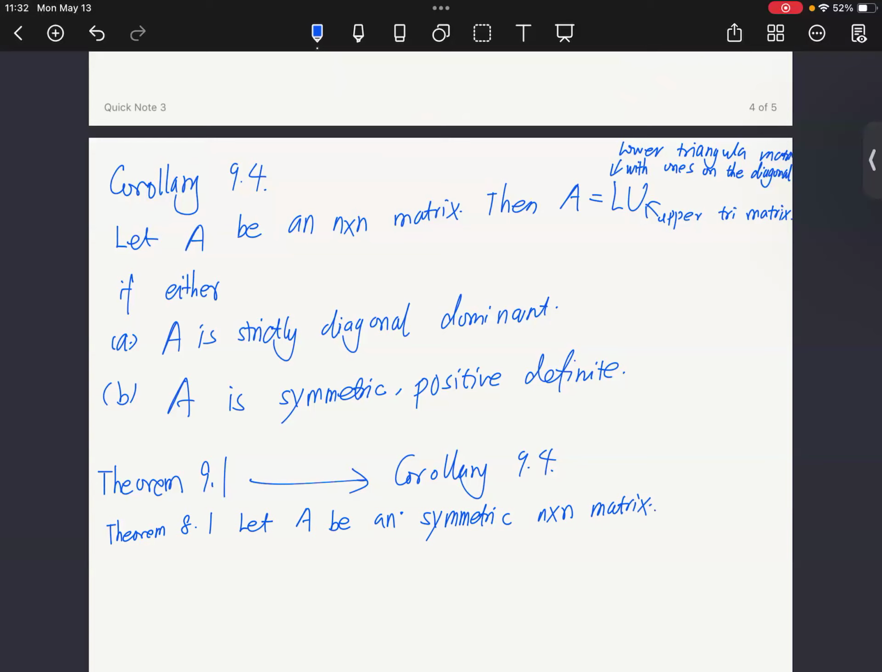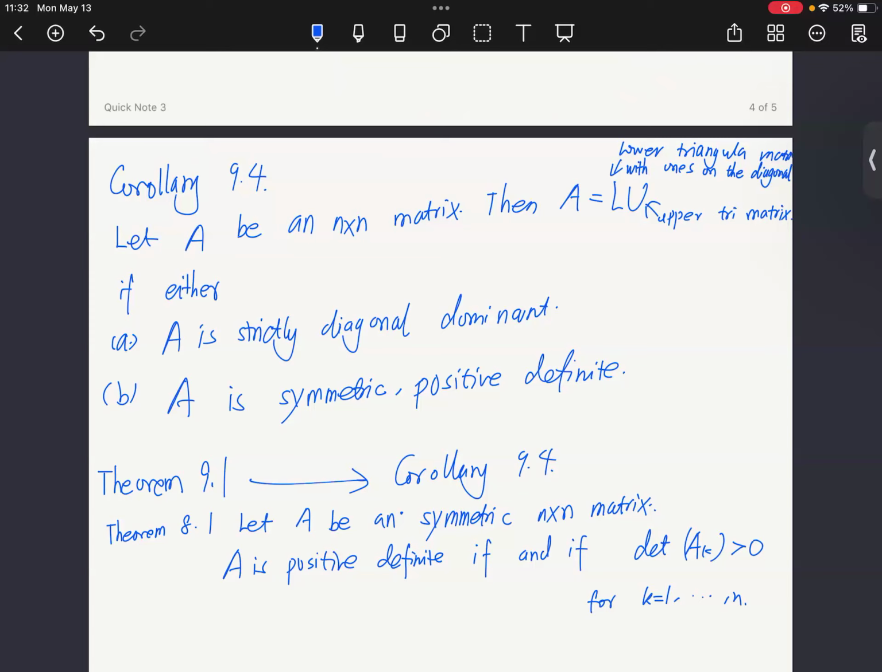and A is positive definite if and only if the determinant of A_k is always bigger than 0. It's always positive for k equals 1 to n. This means that if matrix A is positive definite, then the determinants of all the leading principal submatrices are always positive.